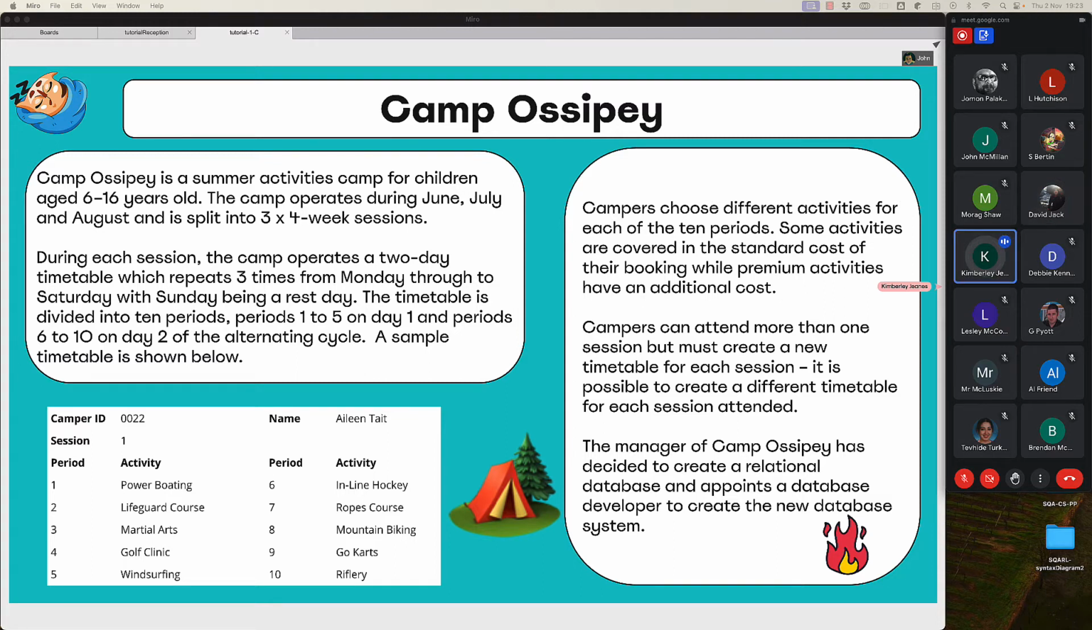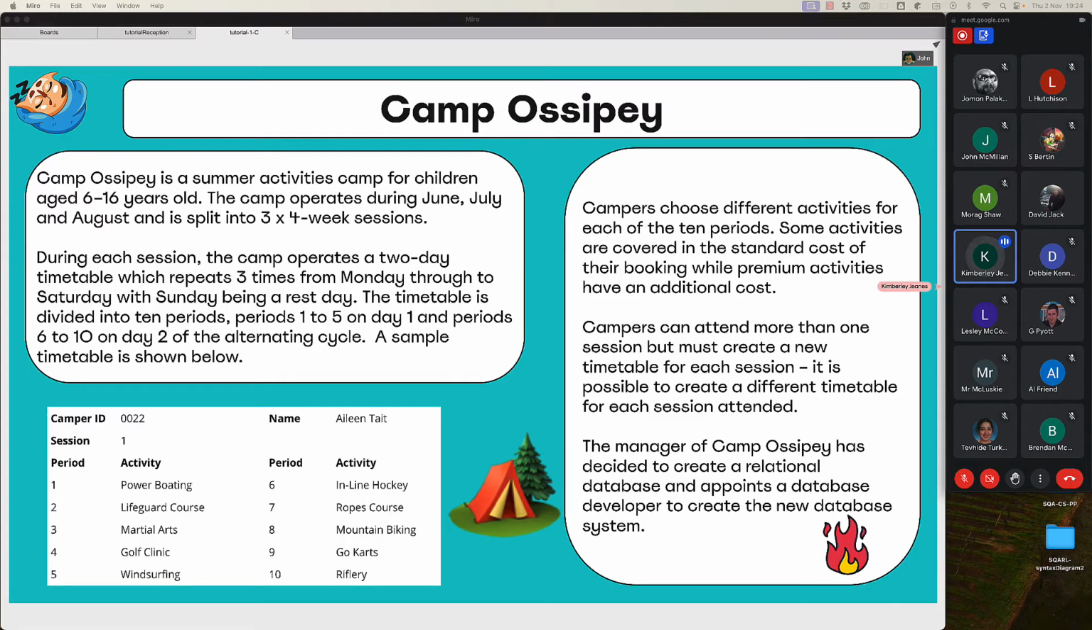Well, let me read this bit then. Campers choose different activities for each of the 10 periods. Some activities are covered in the standard cost of their booking, while the premium activities have an additional cost. Campers can attend more than one session, but must create a new timetable for each session. And it is possible to create a different timetable for each of the sessions they attend.